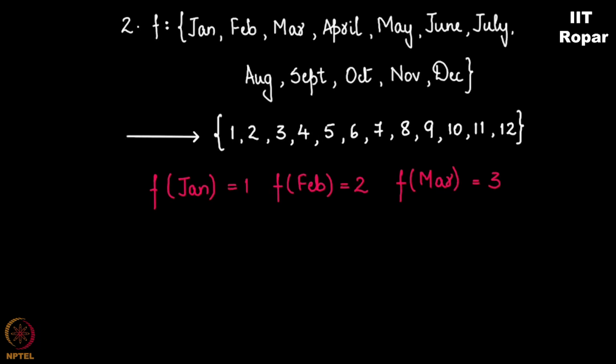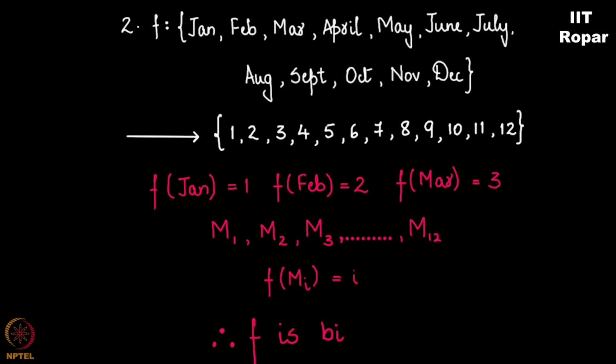So if I write my months as M1, M2, M3 up to M12, then my function is Mi is mapped to i. f of Mi is equal to i, where i is from 1 to 12. Now, do you see that every month is mapped to a unique number here? And every number from 1 to 12 has some month associated to it. If you observe deeply, you can see that it is both 1-1 and onto, and hence this function is a bijection. Take 2 minutes to think and then proceed ahead.